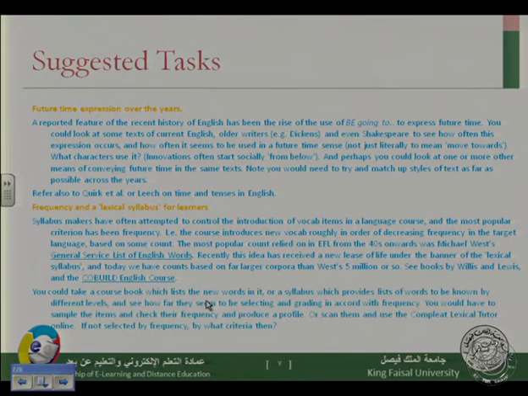You could take a course book which lists the new words in it. There are some textbooks that list the new words at the end or in the beginning of the textbook. You can take all of these words and check them in the corpus, just to make sure whether these are highly frequent words in English or not. So you have different ways to use a corpus. These are just some suggestions.